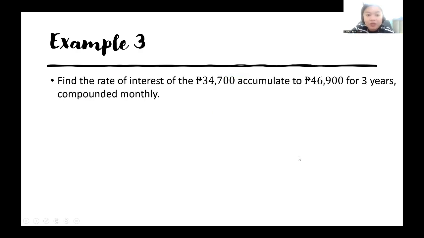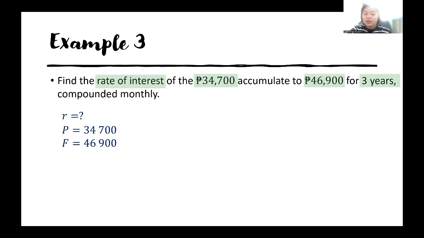Okay, so let's move on to our third example. Find the rate of interest. You're asked to find the rate at which 34,700 accumulates to 46,900 for 3 years, compounded monthly. So the rate of interest is what we will find. This is our P, 34,700, which became 46,900. So F is 46,900. For 3 years, so your T is 3, compounded monthly, so your M is 12.